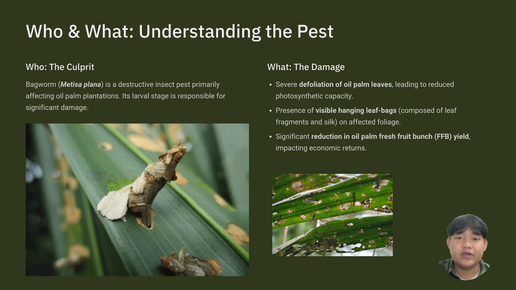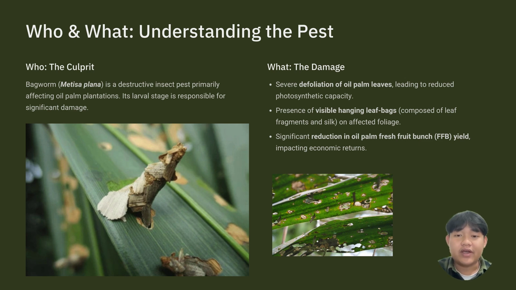Metisa plana, commonly known as the bagworm, is a species of moth in its adult stage. But the real damage is caused during the larva stage. The larva construct a protective casing or bag out of silk and leaf fragments, which it carries as it feeds on the oil palm leaves.